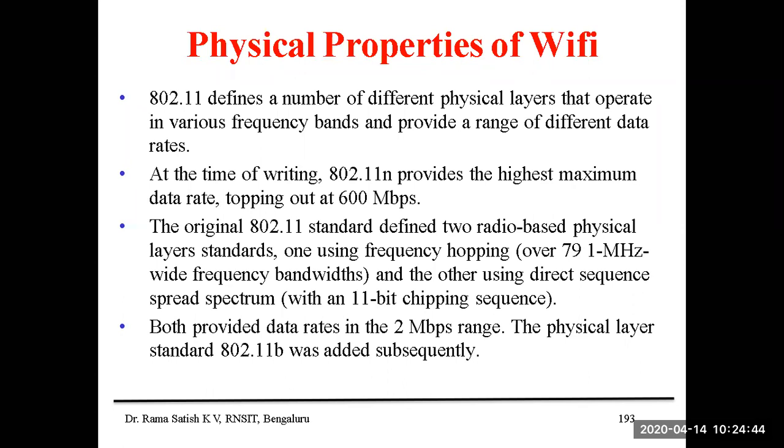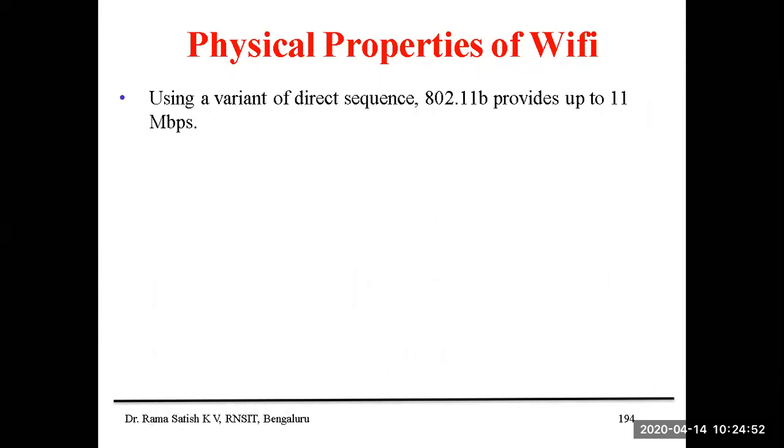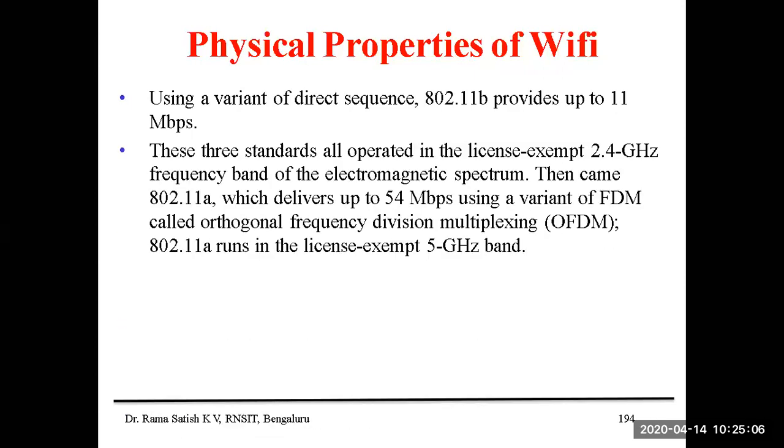Then 802.11b was added. The next version of Wi-Fi is 802.11. It provides a small development in Wi-Fi technology. When we do this, it can carry up to 11 Mbps, and of course there are three standards of operating licensing, which work at 2.4 gigahertz, the frequency band of the electromagnetic spectrum.